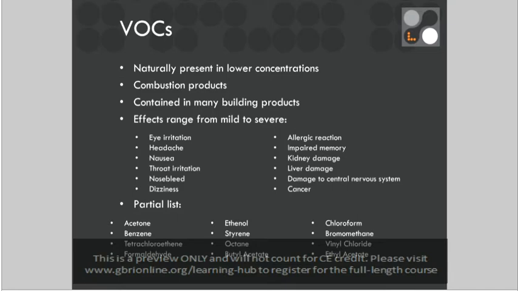VOCs, or volatile organic compounds, are naturally present to some degree and are released from combustion reactions. These compounds are also found in thousands of building products, including paints, sealants, insulation, adhesives, and furniture finishes. VOCs are gaseous at room temperature, meaning that they off-gas from building products and are easily inhaled by building occupants. The levels of VOCs recorded in one EPA study were consistently 2 to 5 times higher indoors than outdoors. Interestingly, this was equally true for urban and rural environments.